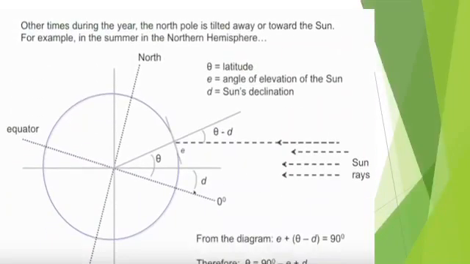Okay, students. In the other condition, you can see over here, the north-south line is not exactly vertical, it is tilted. Now, in such cases, what we can do to find out latitude of a place, we'll see. Other times during the year, the north-south line or the north pole is tilted towards or away from the sun. Now, here in this case, say a person is in the northern hemisphere, right? How we can find out latitude of a place, we'll see.